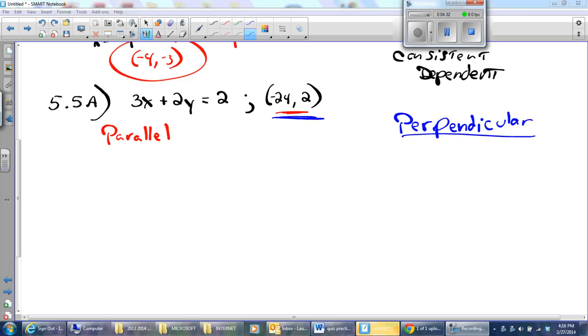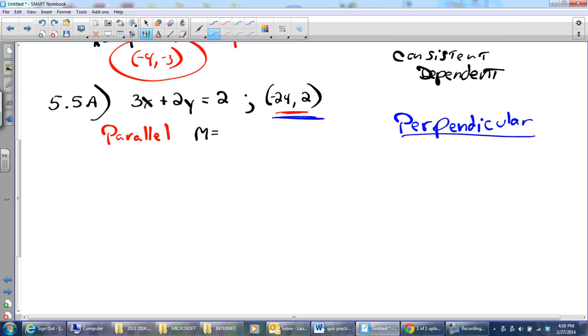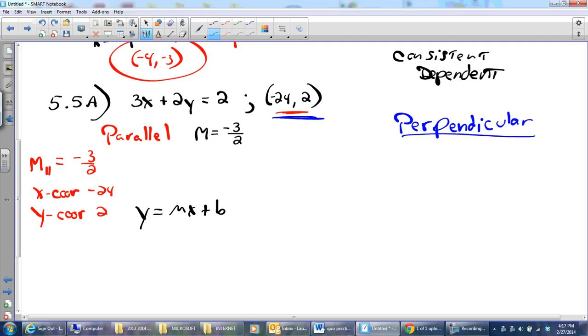Going through the same point. All right, so remember, the first thing I do is I find my slope of the original line. Well, that's negative a over b, so that's negative 3 over 2. Then I find the parallel slope. Well, that's easy. It's negative 3 over 2. I need an x-coordinate, and that's going to be negative 24. I need a y-coordinate, and that's going to be positive 2. Even though the original equation is in standard form, I'm going to work from y equals mx plus b, slope-intercept form, and I'm going to plug things in.